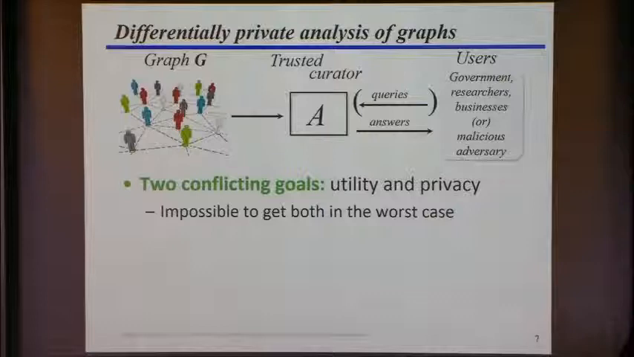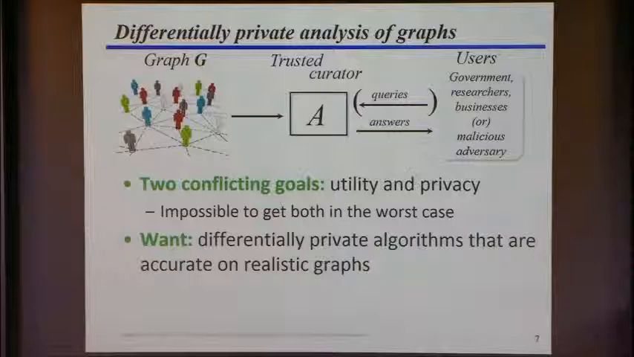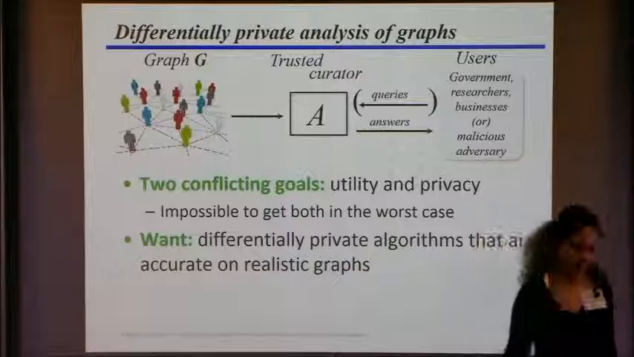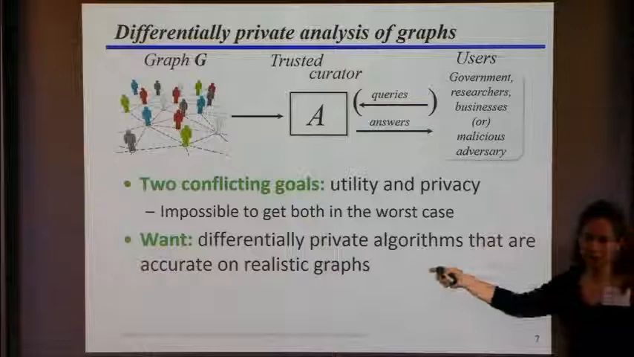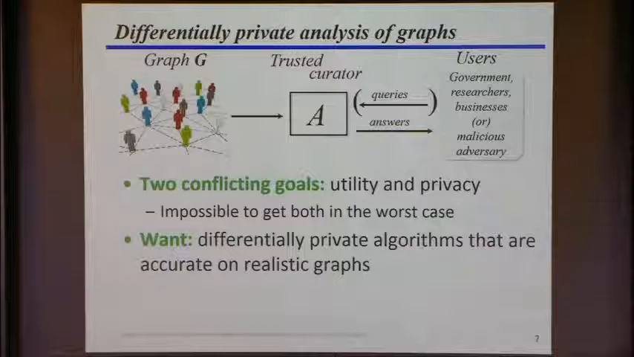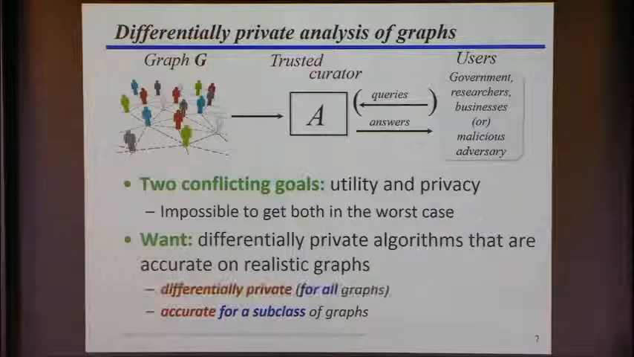In both cases, we have two conflicting goals, utility and privacy. For even the simplest statistics on graphs, it turns out that it's impossible to get both in the worst case. So what we're going to try to achieve is differentially private algorithms that are accurate on realistic graphs. We're not going to give up privacy. Our algorithms are going to be private on all graphs, but we have to give up accuracy on some graphs, and we're going to choose the graphs on which our algorithms work well carefully. So our algorithms are going to be accurate for a subclass of graphs and differentially private for all graphs.